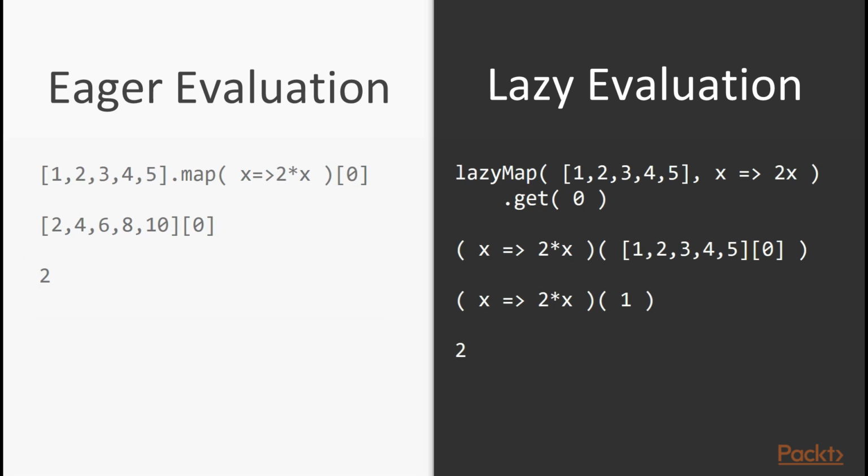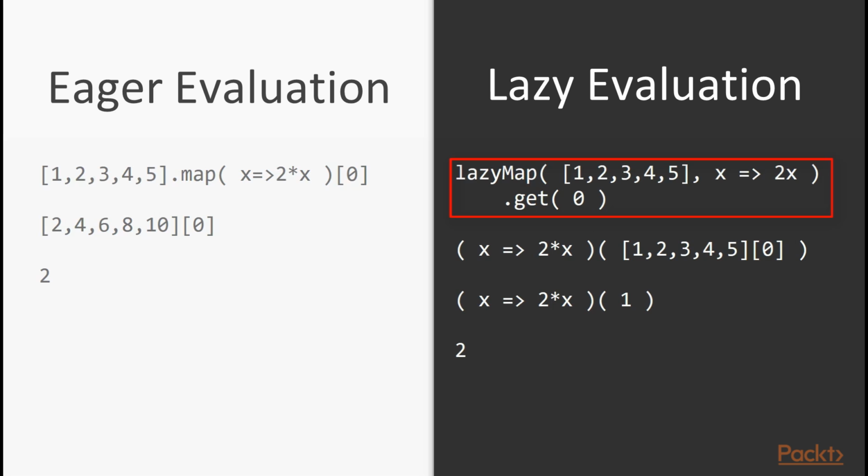Let's compare this to lazy evaluation. For now, we will just use a lazy map function, and we will implement it a bit later. We apply the same doubling function on the 1, 2, 3, 4, 5 array. Instead of using array indices, we use a different interface and get the 0th element of the array by calling the get method of the resulting lazy list.